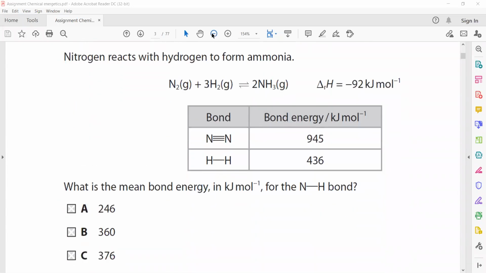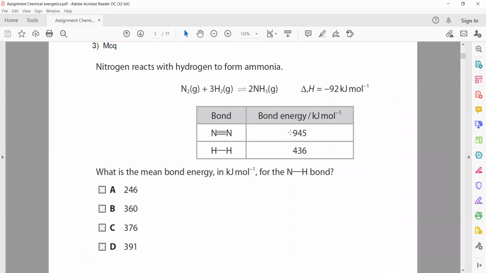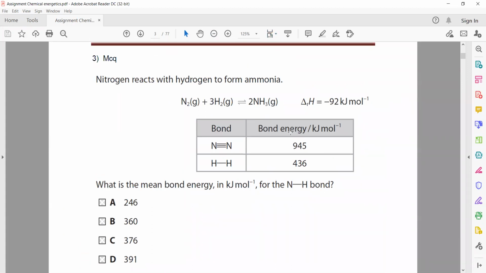Moving on to the next question. Nitrogen reacts with hydrogen to form ammonia. What is the mean bond energy in kilojoule per mole for N-H? The enthalpy change for this question is given.